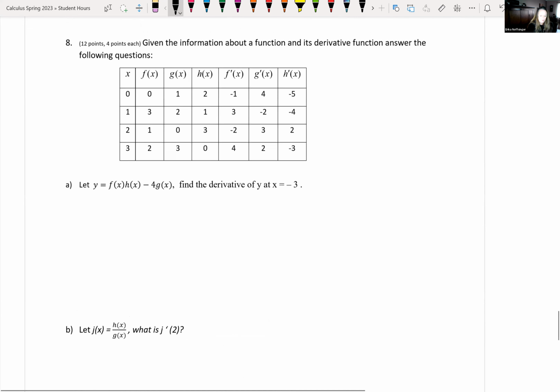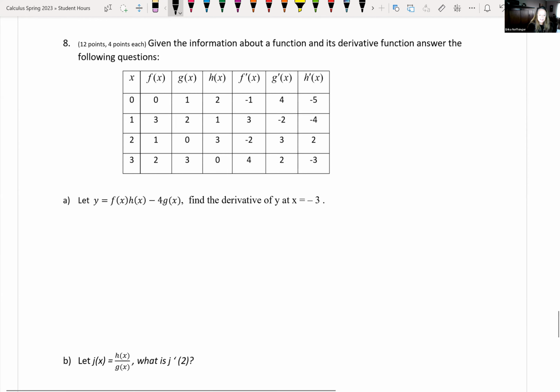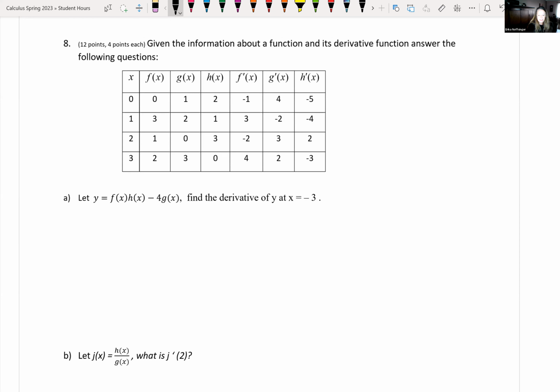One more question. This is number 8. So given the information about a function and its derivative function, answer the following questions. So here we're letting y equal f of x times h of x minus 4 times g of x. So we want to find the derivative of y at x equals -3. So looking at this, let's first take the derivative and then we'll go in and evaluate. So I notice when we take the derivative of f of x times h of x, we're going to need to use the product rule.